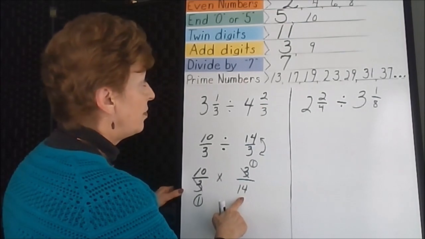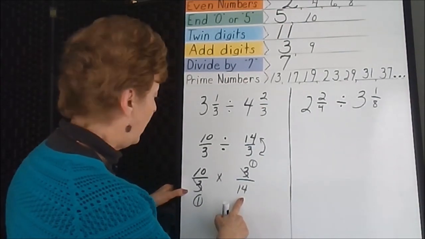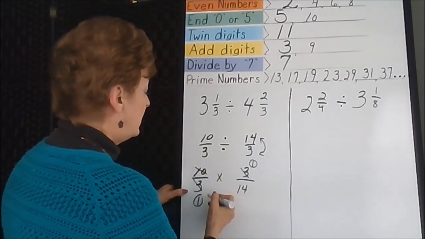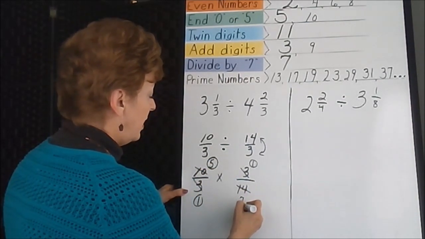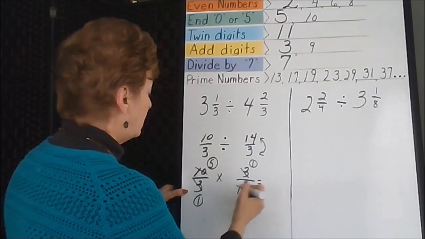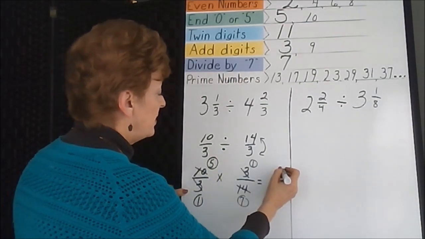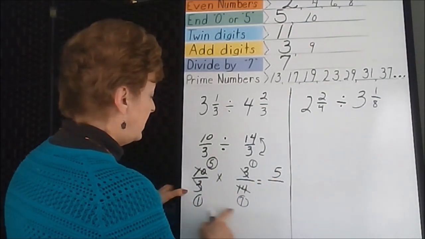10 and 14 are both even numbers. We can use a 2 on this. 2 divides into 10 5 times. 2 divides into 14 7 times. Now let's do the multiplication. 5 times 1 is 5. 1 times 7 is 7.